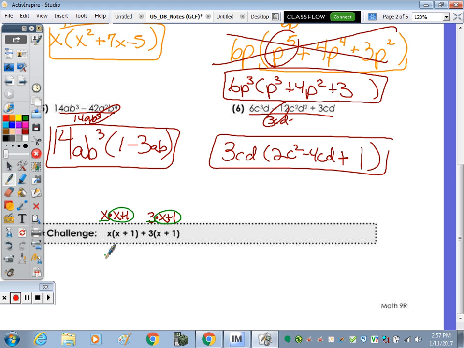Yeah, so we pull out the x plus 1 and then make your parenthesis for the other part, the quotient. If I divide this by x plus 1, what do you get? Cancel, cancel, you get x. Plus, divide this by x plus 1, and what do you get? 3.